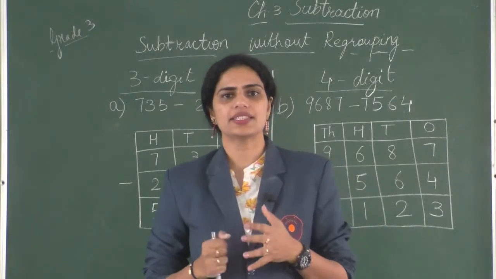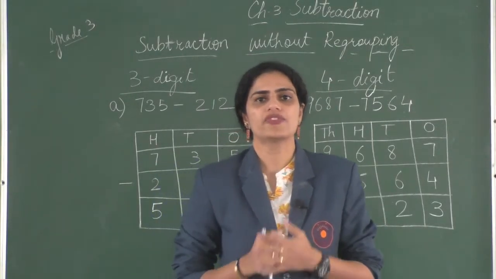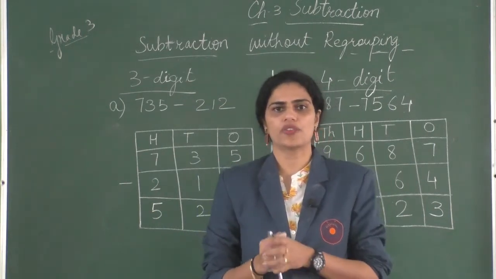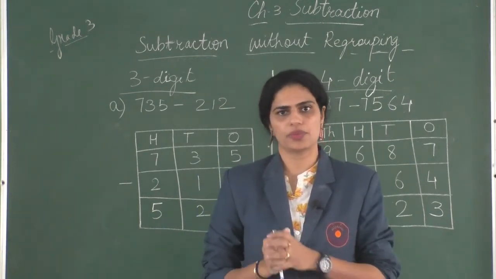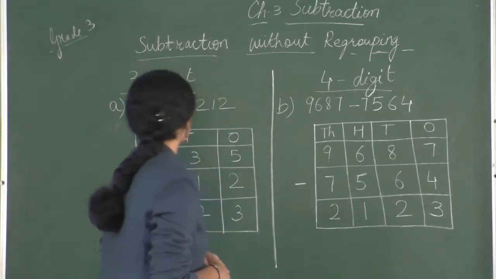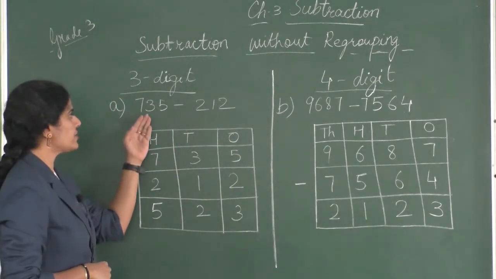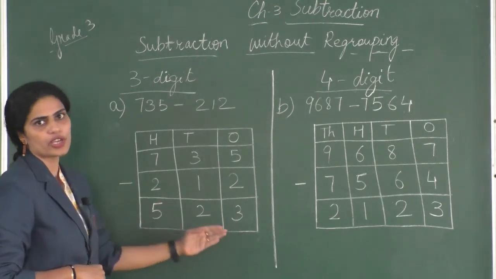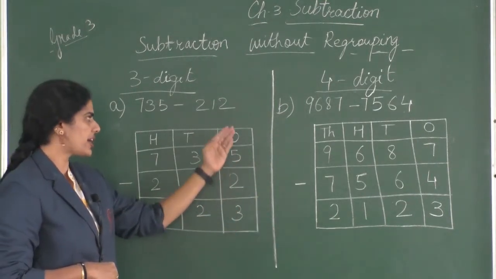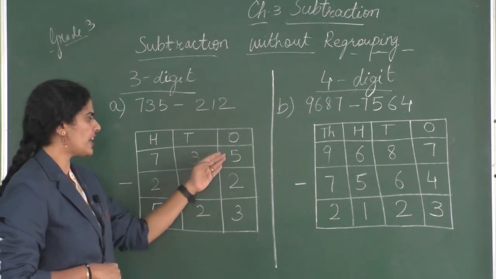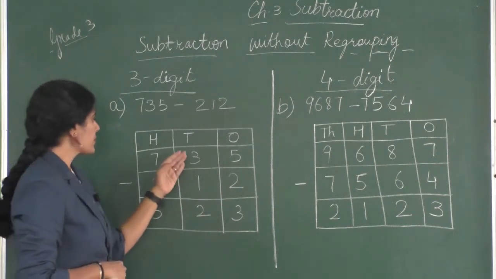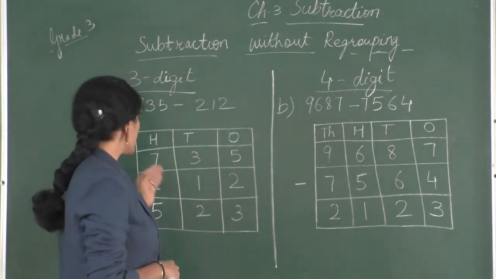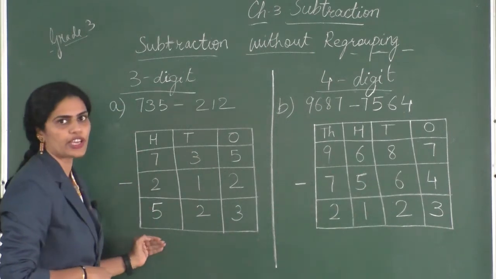So students, let's see an example of subtraction without regrouping of a 3-digit number and a 4-digit number respectively. 3-digit number: 735 minus 212 and we get 523. We subtract from one side. 5 minus 2 is 3, 3 minus 1 is 2, 7 minus 2 is 5.